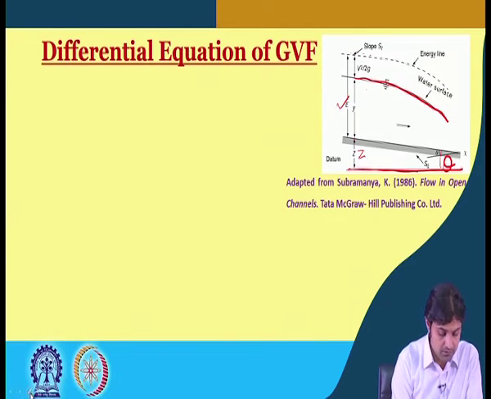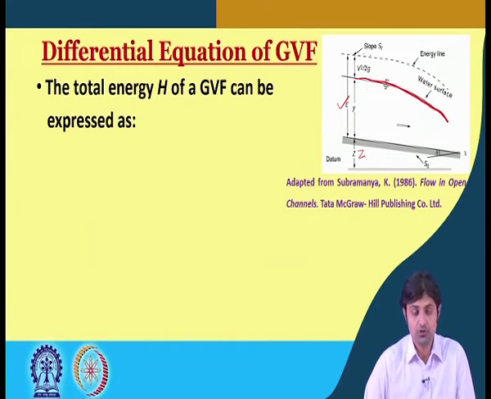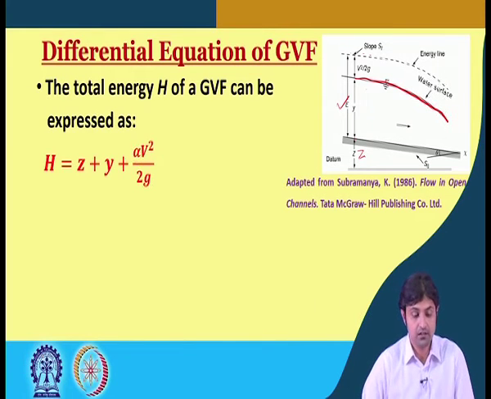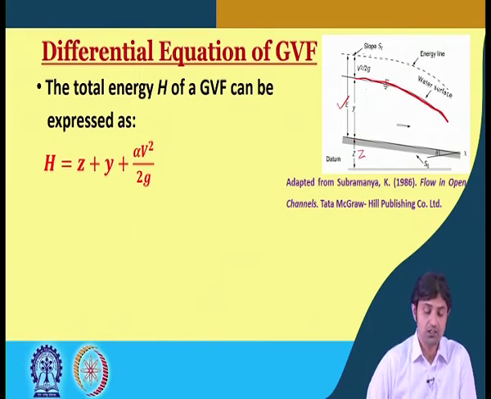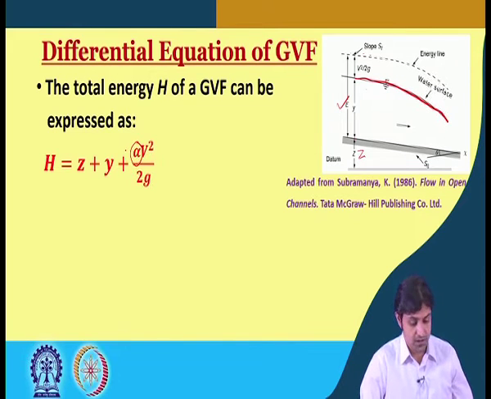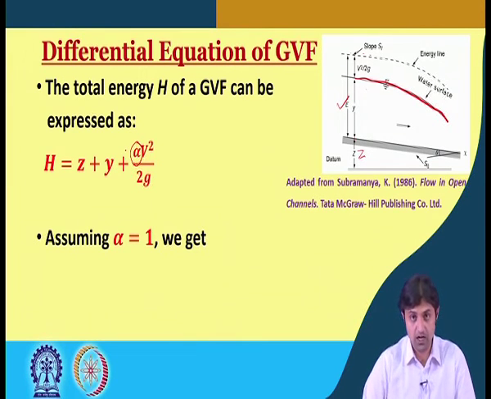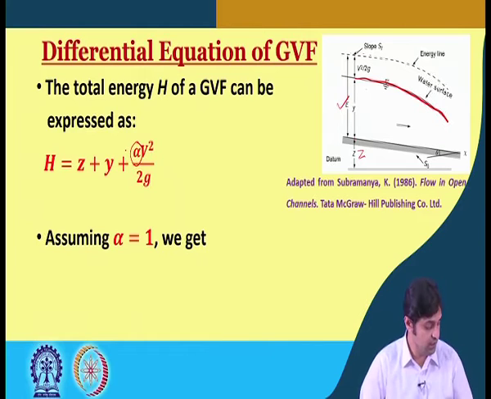Okay. So, the total energy H of a gradually varied flow can be expressed as, so now there is a little change from the equation that we have seen. In the uniform flow we have seen that H is equal to Z plus Y plus V square by 2G. Here a parameter alpha is introduced, okay. It is a parameter depending upon different conditions. If we assume alpha is equal to 1, that we have already assumed previously, all right.